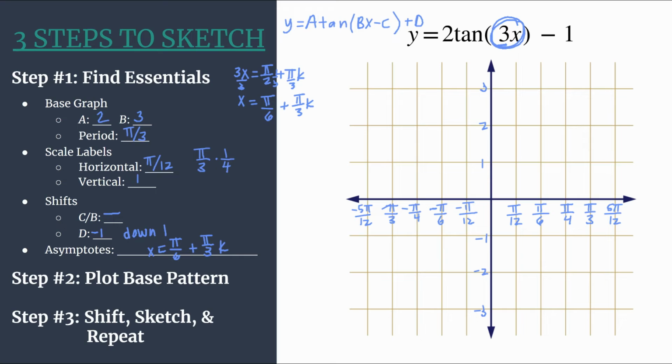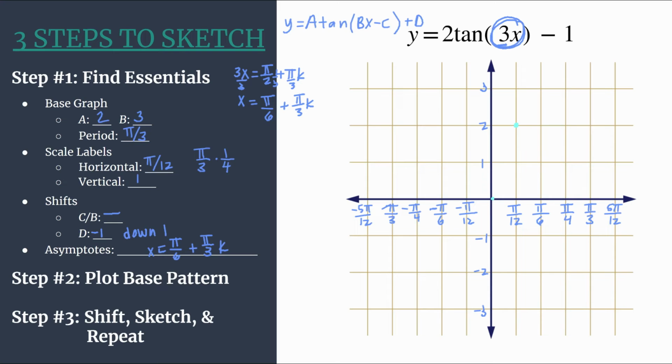So lightly, we mark our first x-intercept at the origin. Our curve shaping point will happen at the next horizontal tick mark to the right. And the y-coordinate will just be the value of a, so 2. So we'll have a curve shaping point at pi over 12, comma 2.